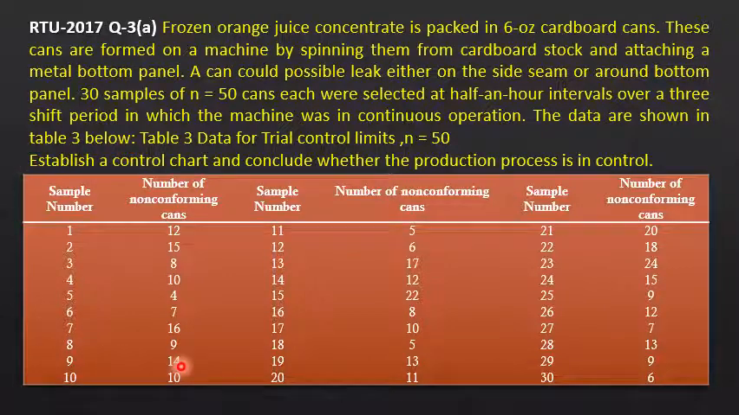So this is table number 3, and the trial control limit and n equal to 50 are given. We have to establish a control chart and conclude whether the production process is in control or not.